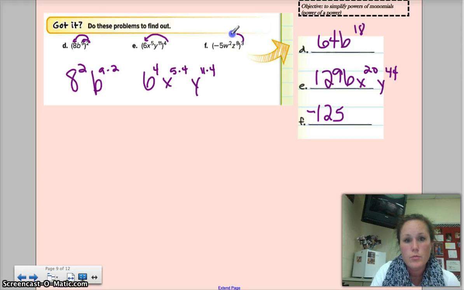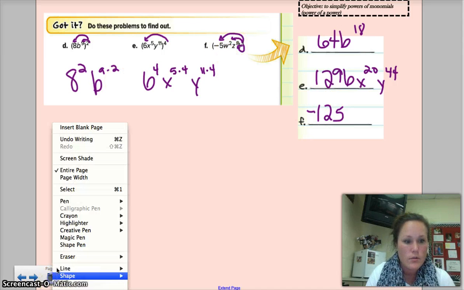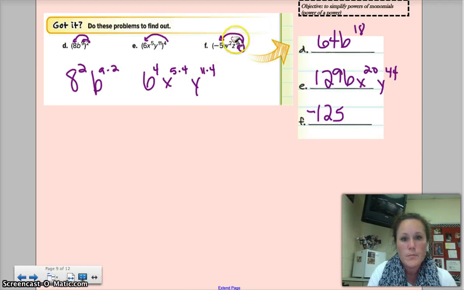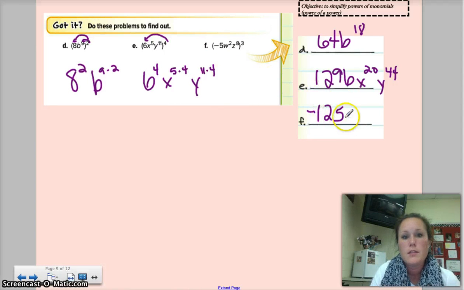Again, distribute, distribute, distribute. And then I'm going to have W. Oh man, now I can't even see it because I wrote all over it. I'm going to erase. Then I will have W to the 6th, because 2 times 3 is 6, and then Z to the 8 times 3 is 24. All right, let's move along.